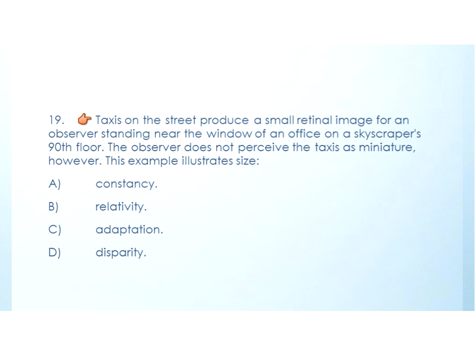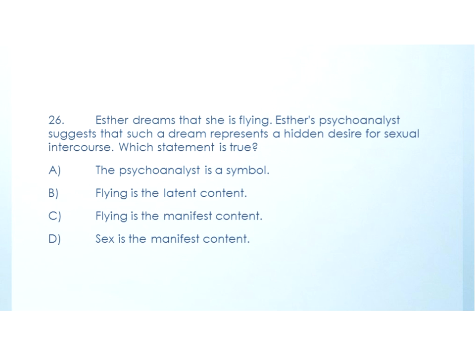All right, moving on. Taxis on the street produce a small retinal image for somebody who's on the 90th floor. You don't think they're tiny little taxis. What is that all about? Size blank. Yeah, that's got to be size constancy, right? That's the example, like flying out of San Diego over Ocean Beach. About half of you had that one correct. We'll keep rolling on here.